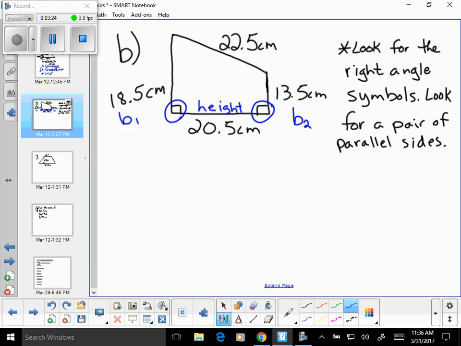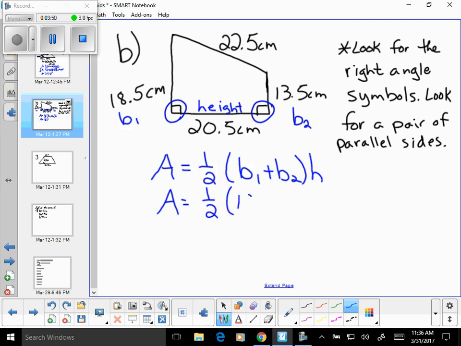The height connects the bases. Look for the pair of parallel sides to be your bases. You have to be observant. And students will say, well then what on earth is that 22.5 there for? The only thing you need that for is if you're finding perimeter. In this situation, we are finding area. Again, we write our formula, 1/2 times B sub 1 plus B sub 2 times H. We're finding area, so we substitute.